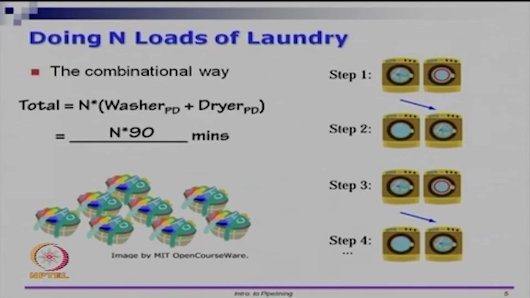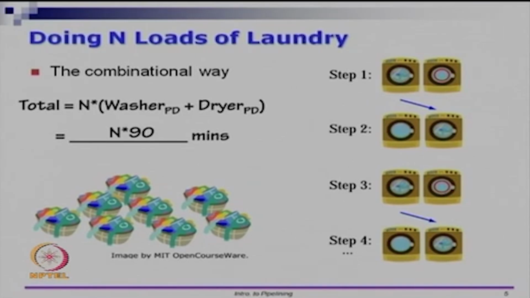So, in the combinational way of doing it, each wash and dry cycle takes 90 minutes, and I have n of these loads. So, overall I will require n into 90 minutes, and you can see the problem here. At any point of time, I have one single washer and one single dryer, but when the washer is in use, the dryer is not being used. When the dryer is in use, the washer is not being used.